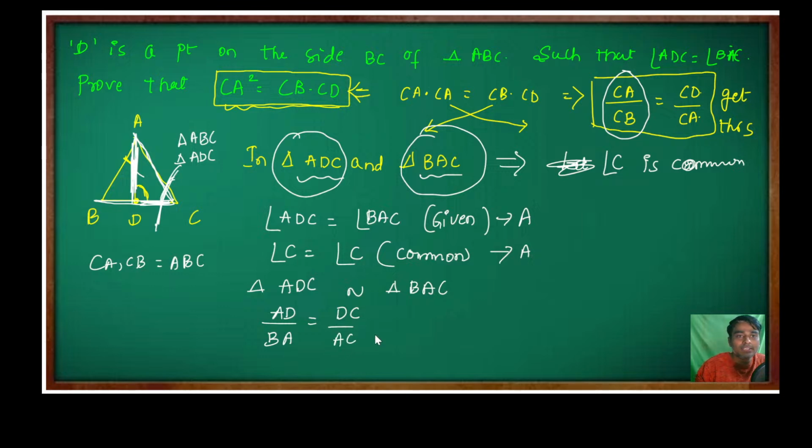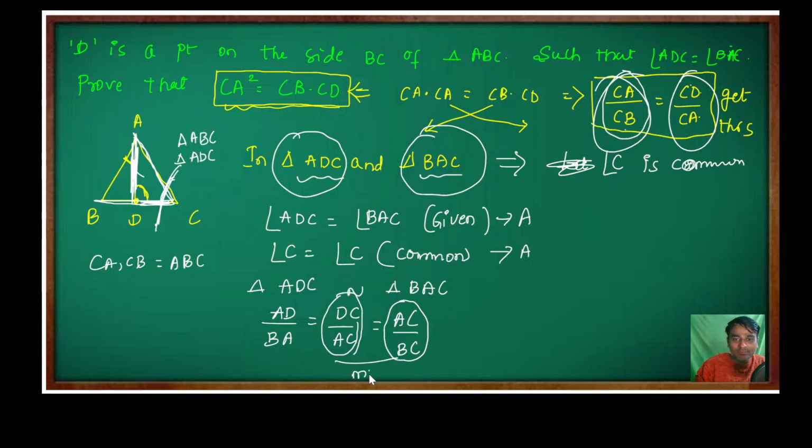DC by AC. Then I can also write AC by BC. Now again, why I choose these only, it depends. Here you see, whatever you have here, write them. AC by BC, I wrote here. Then CD by CA, I wrote here. These two are must, because without writing these two you won't get the answer.